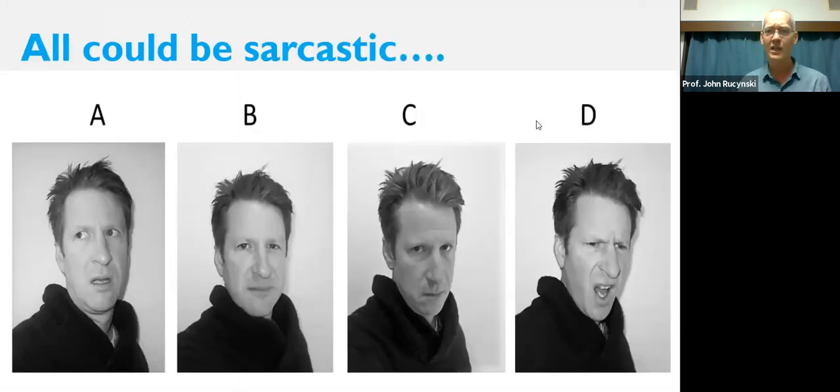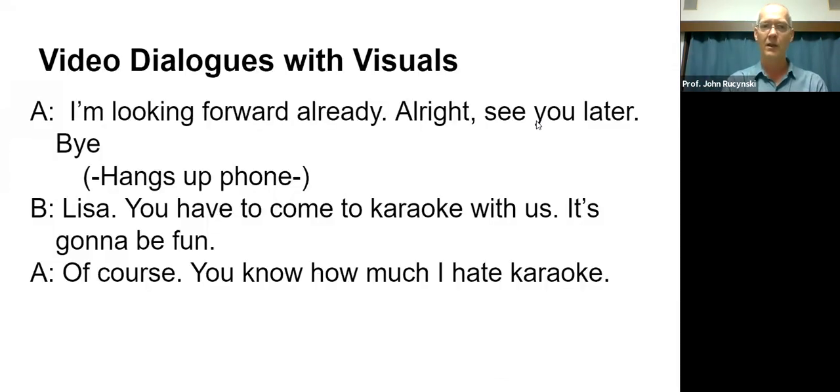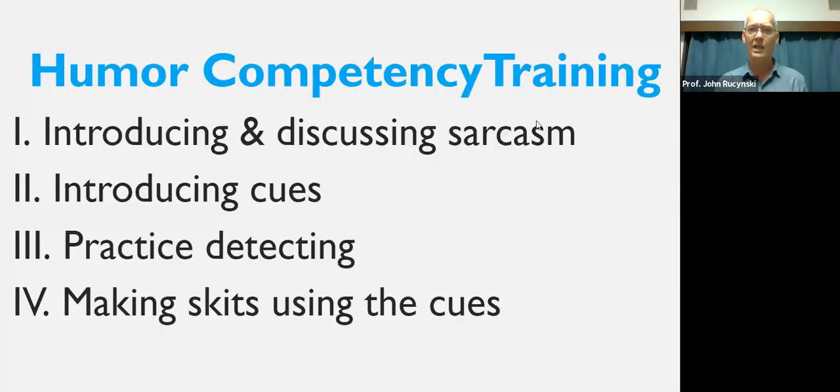Okay, the difficult thing here, as you saw, depending on the person, these could actually all be sarcastic. So we do also kind of have to know the person, have to see many examples to see which is more common. Okay, let me skip ahead here, but let's look at how we would do in the classroom here if we did backward design and humor competency training. We would normally do four stages.